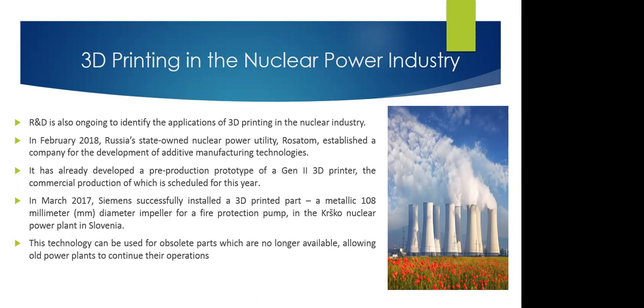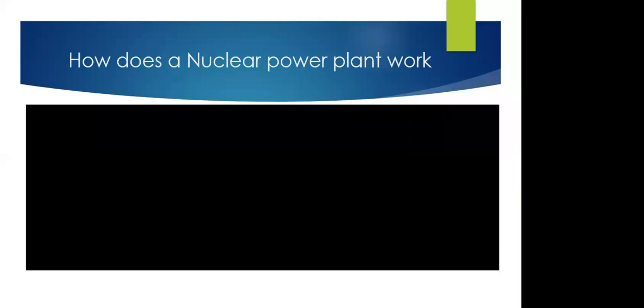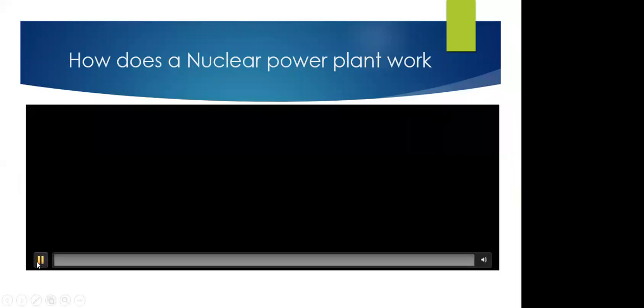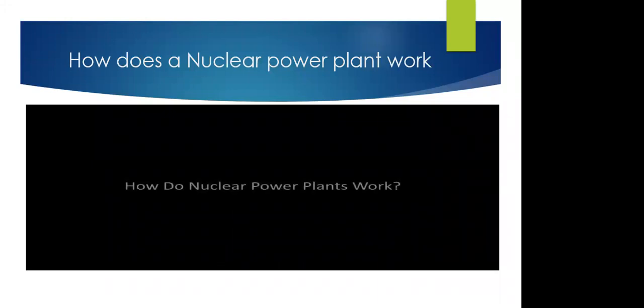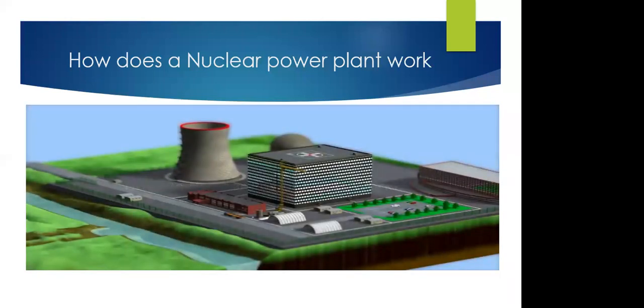This is global data energy. And how does a nuclear power plant work? A small video of a nuclear power plant. Nuclear power plants are thermal power stations which generate electrical energy from heat. They consist of numerous buildings and facilities, the most important of which are as follows.